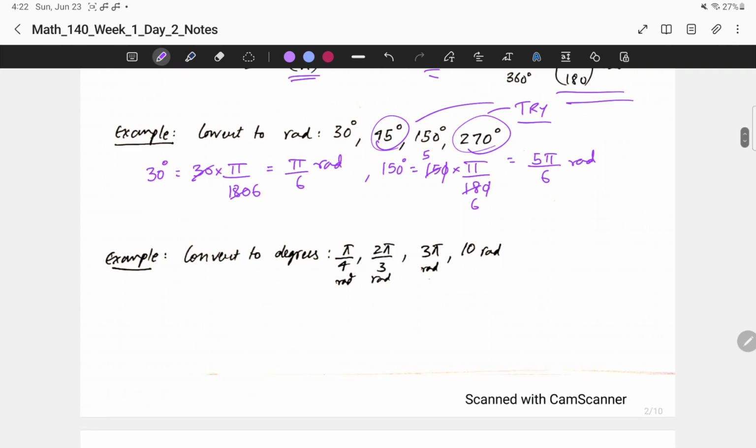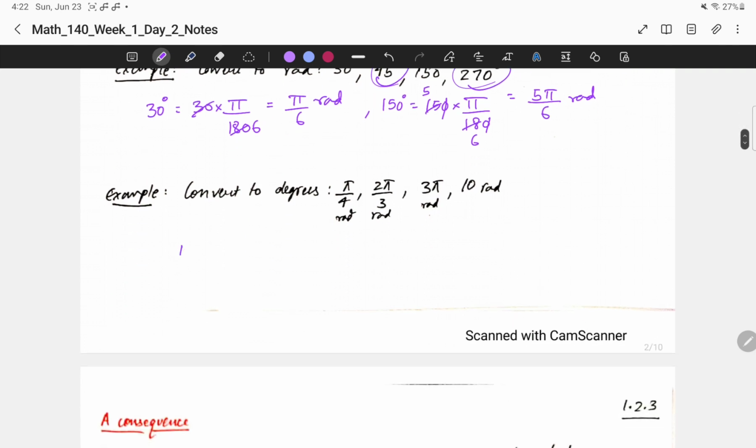Similarly, converting to degrees, pi over 4 radian would mean it is 180 over pi times pi over 4. The pi cancels, 4 goes into 180 45 times to get 45 degrees. Now, because pi is just a number, the radian can be measured in purely numbers. For example, 10 radians would just be 10 times 180 over pi, which is 1800 over pi degrees.